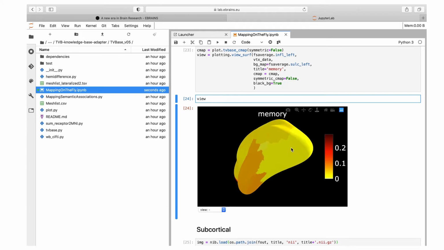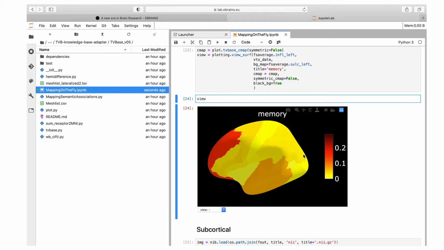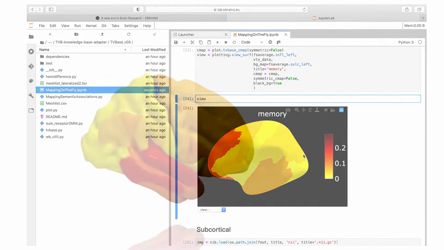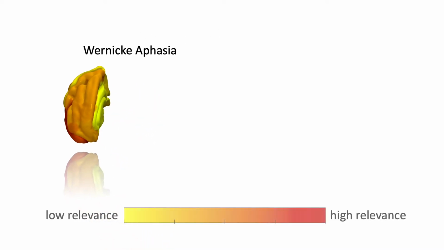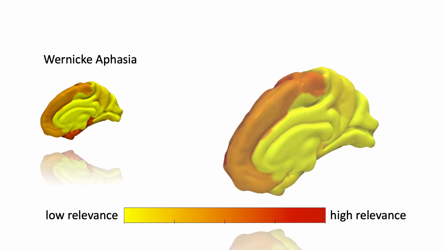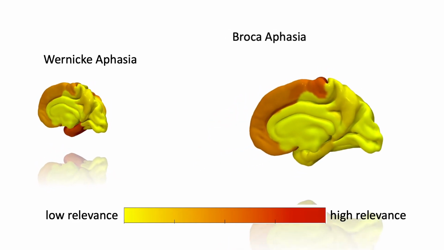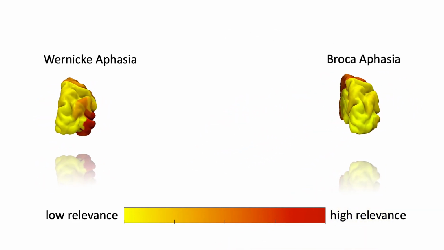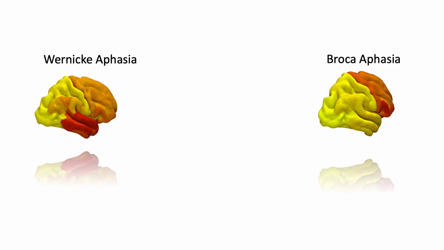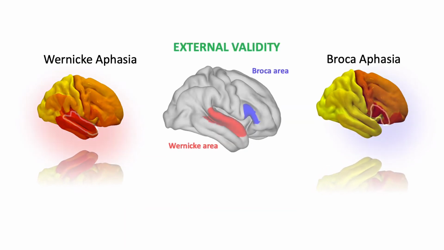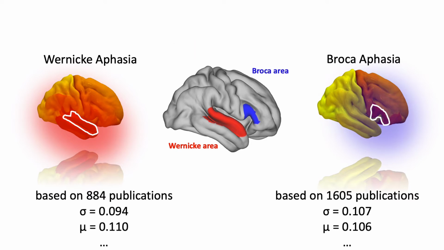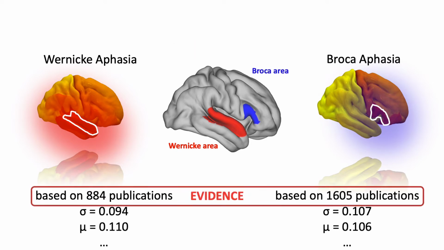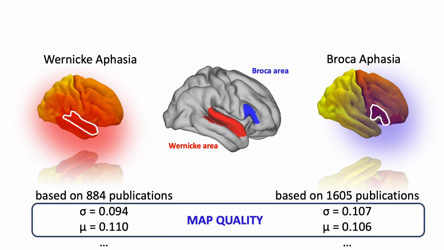As an example from clinics, we show here maps for two well-known language impairments, the Wernicke and Broca aphasia. These maps contain the information which brain regions have been most strongly associated with these syndromes in the literature. The highest relevance is correctly shown in the temporal and frontal lobe, exactly where the traditional functional language areas are located. The information of each map is based on several hundred publications. The built-in quality metrics help to assess the plausibility of the generated maps.